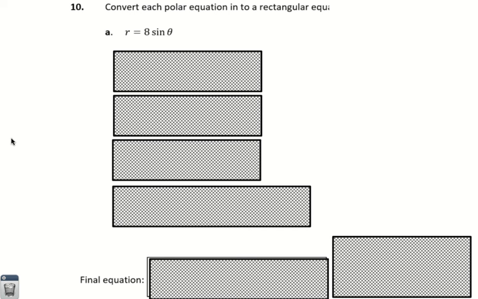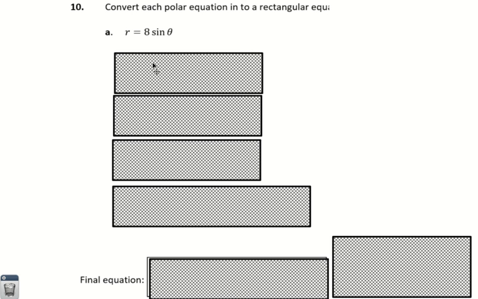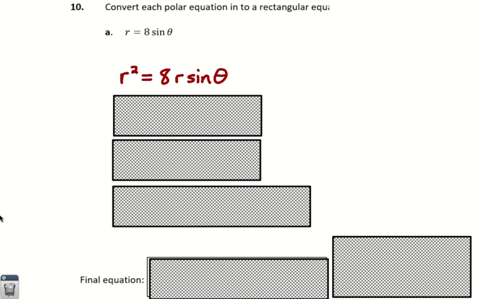What are we going to do here? Squaring both sides would make the left side into an r squared, which is good, but that doesn't help on the right side. So here's what we're going to do. We're going to multiply both sides by r. That's the first step.